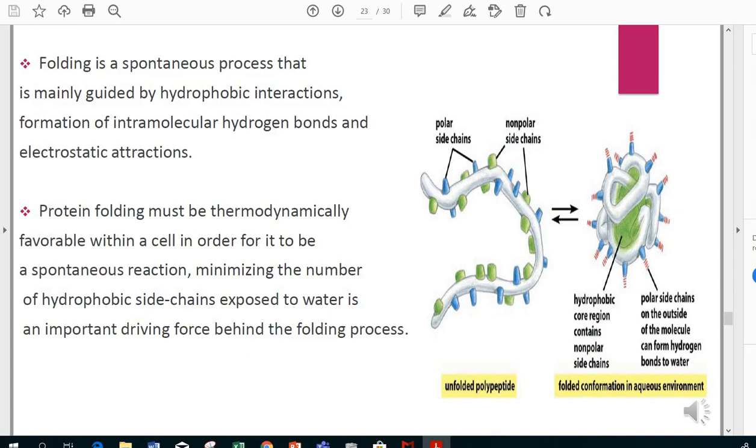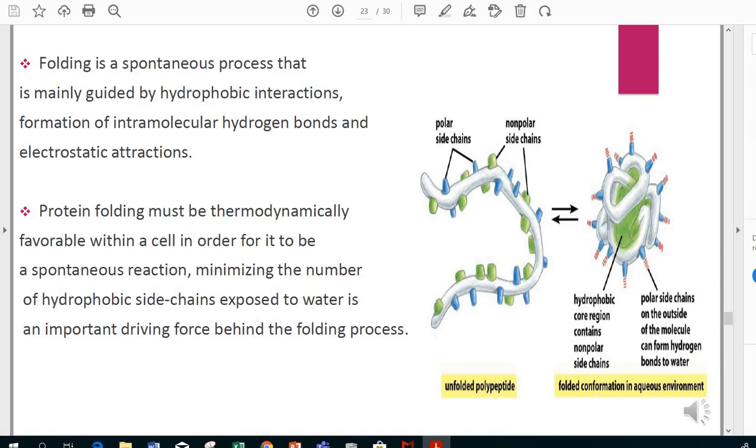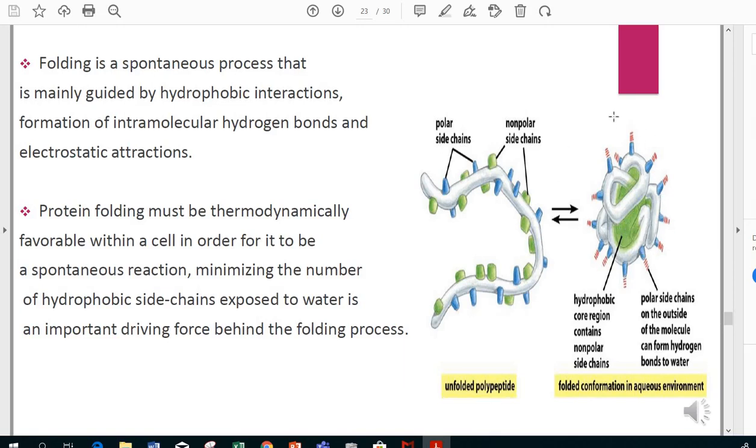Folding is a spontaneous process that is maintained by the hydrophobic interactions, formation of intramolecular hydrogen bonds, and electrostatic attractions. This is an unfolded protein, just a polypeptide chain which is not connected. Both polar and non-polar side chains are beside each other or beside the water molecules. But when it's properly folded in an aqueous environment, which is our body, the hydrophobic regions tend to be interior in the molecule, and the polar regions, which are the hydrophilic, tend to be outside the molecule. And this is stabilized only by hydrophobic and hydrophilic interactions, hydrogen bonds, and electrostatic attractions.